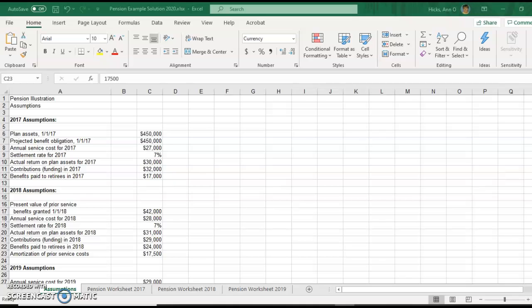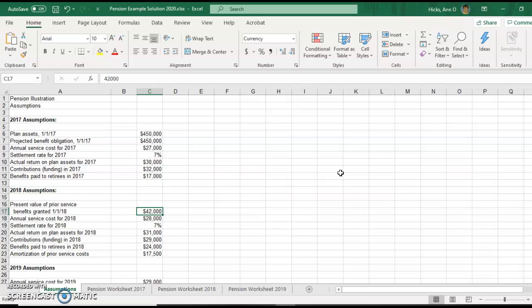Okay, let's continue with this example by looking at the 2018 scenario. Here are the assumptions for 2018. We have a present value of prior service benefits granted January 1, 2018 of $42,000. So let me explain what that's referring to.